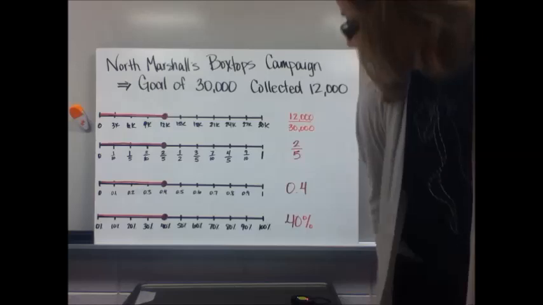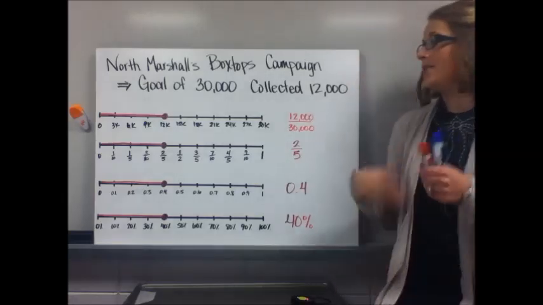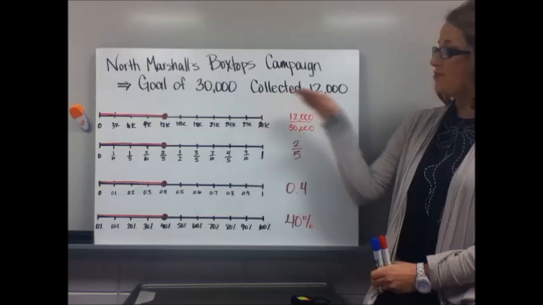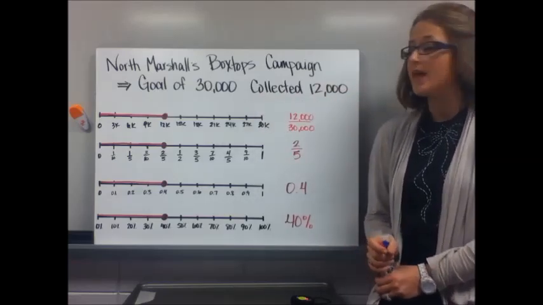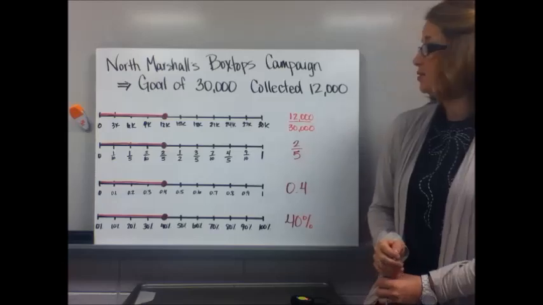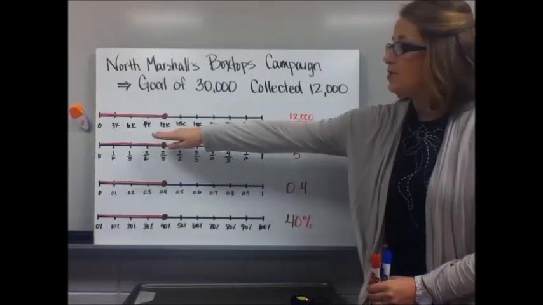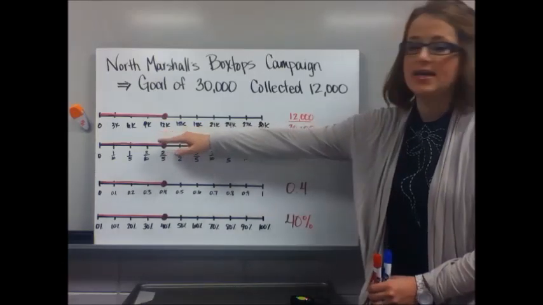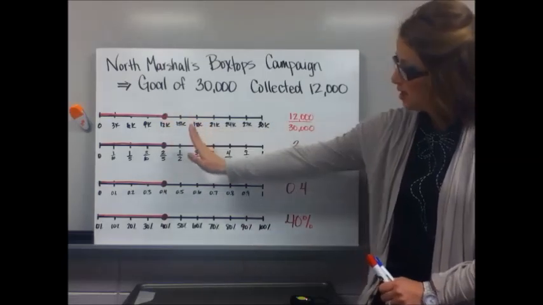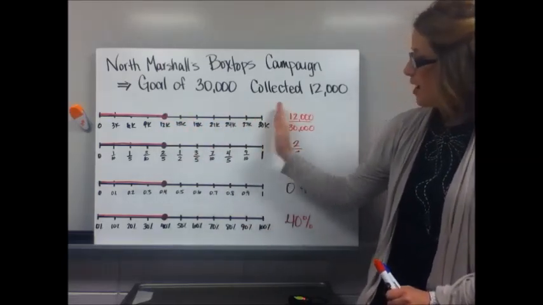So here's an example. North Marshall has a box tops campaign going on. We have a goal of 30,000 box tops to be collected. So after Christmas, we had collected 12,000 box tops. There are 4 different ways that you could express this quantity. On the first number line, that says 3K, 6K, 9K, K representing 1,000. We have 12,000 box tops. So that's a little bit less than halfway to our goal.